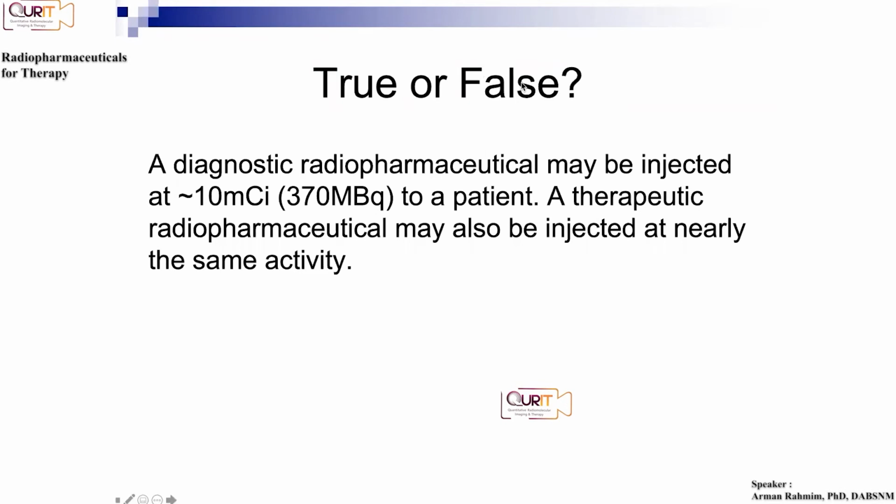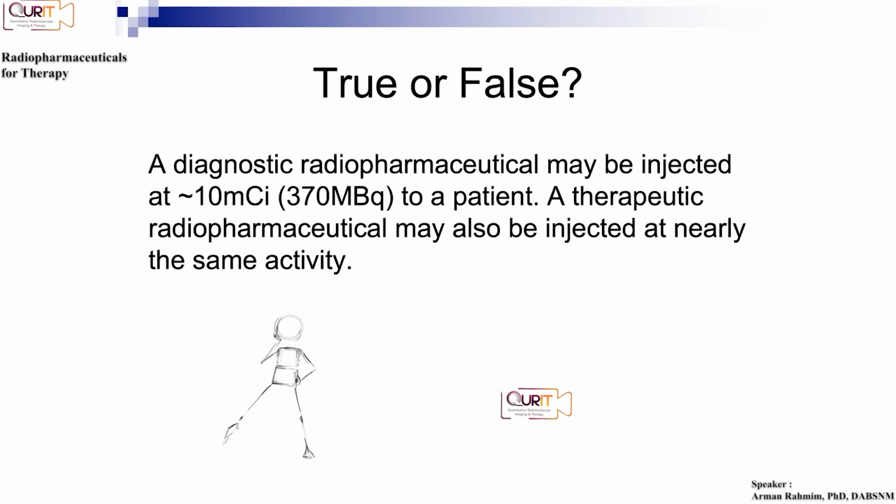So let's do a true and false. Let me poll here. The question is, a diagnostic radiopharmaceutical may be injected at, let's say, 10 millicuries. This is actually the case, for example, in FDG, to a patient. A therapeutic radiopharmaceutical may also be injected at nearly the same activity. Is this true or is this false? Think about it. Again, this is an anonymous poll. Feel free to give your answer.